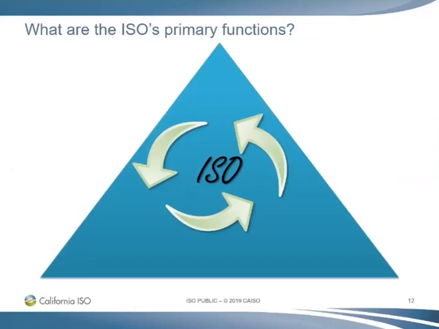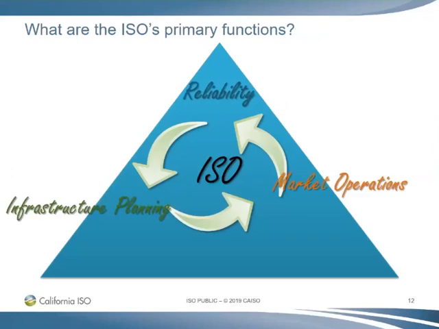The ISO is registered with NERC as a balancing authority, a transmission operator, a transmission service provider, planning coordinator, market operator, and reliability coordinator. Together, these roles are grouped into three main categories: reliability, infrastructure planning, and market operations. Let's now take a look at each of these in a little more depth.